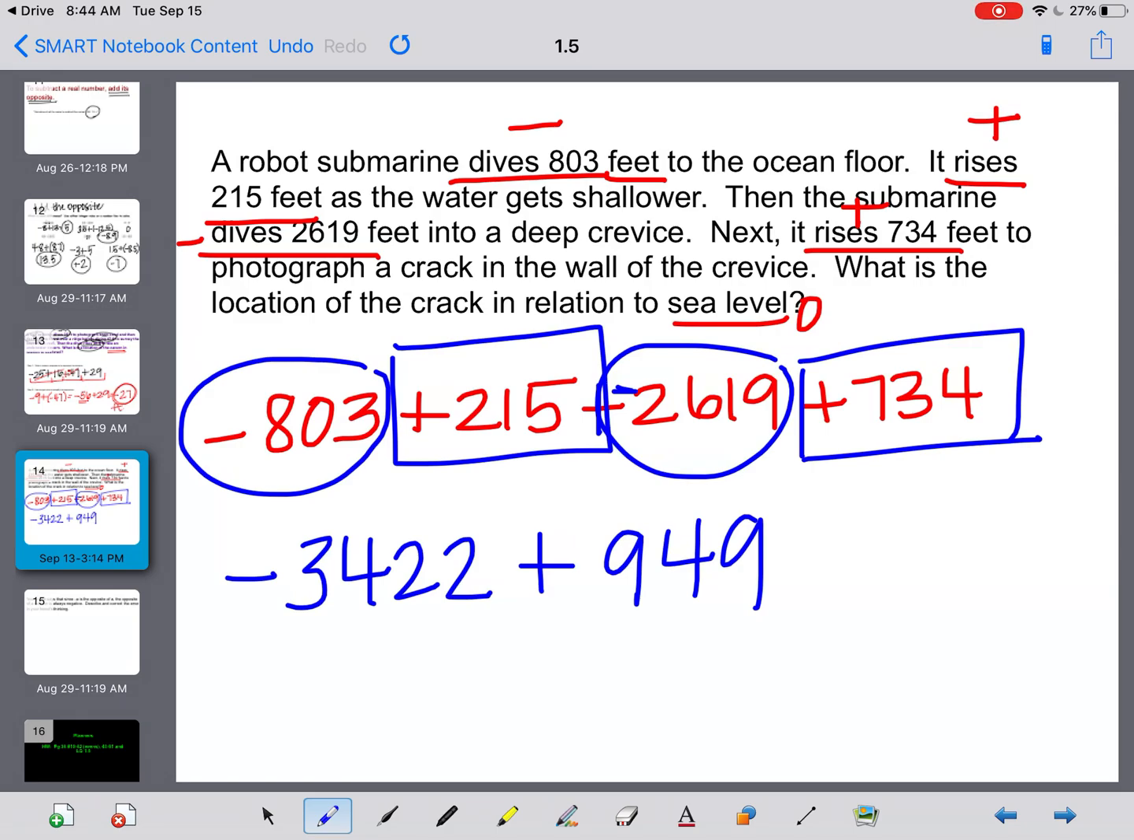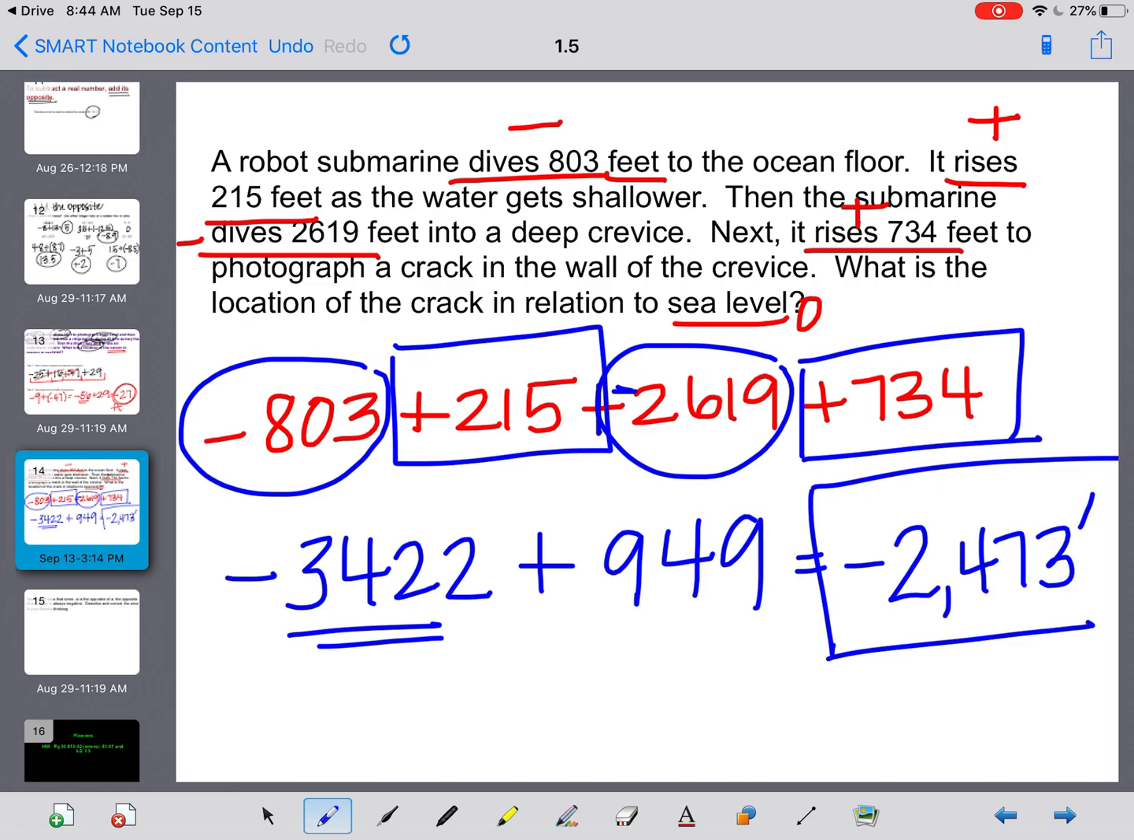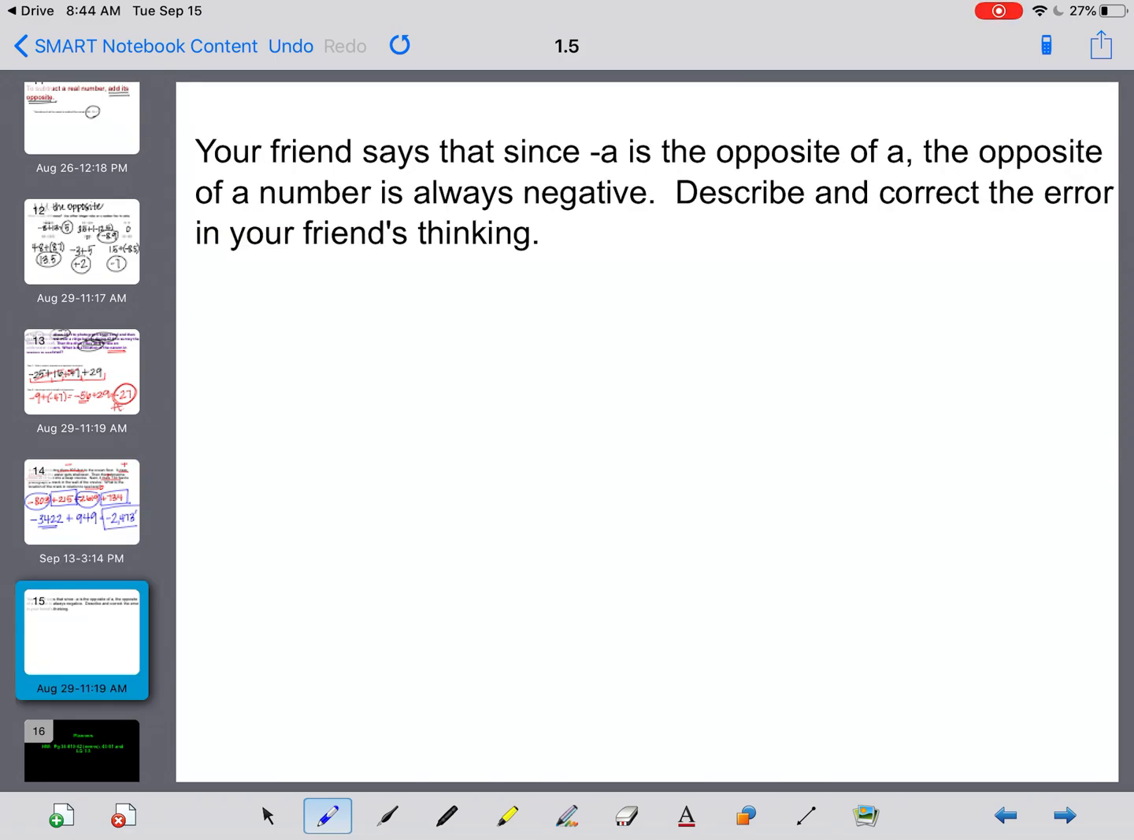Now I only have 2 numbers to look at, and I know that I'm adding a negative to a positive, but this negative is way bigger, so my answer is going to be negative. And then when I subtract them, because that's what I'm actually doing, when I add 2 different signs, I get 2,473 feet below sea level. You can choose whichever method works best for you, whichever one makes the most sense in your head.